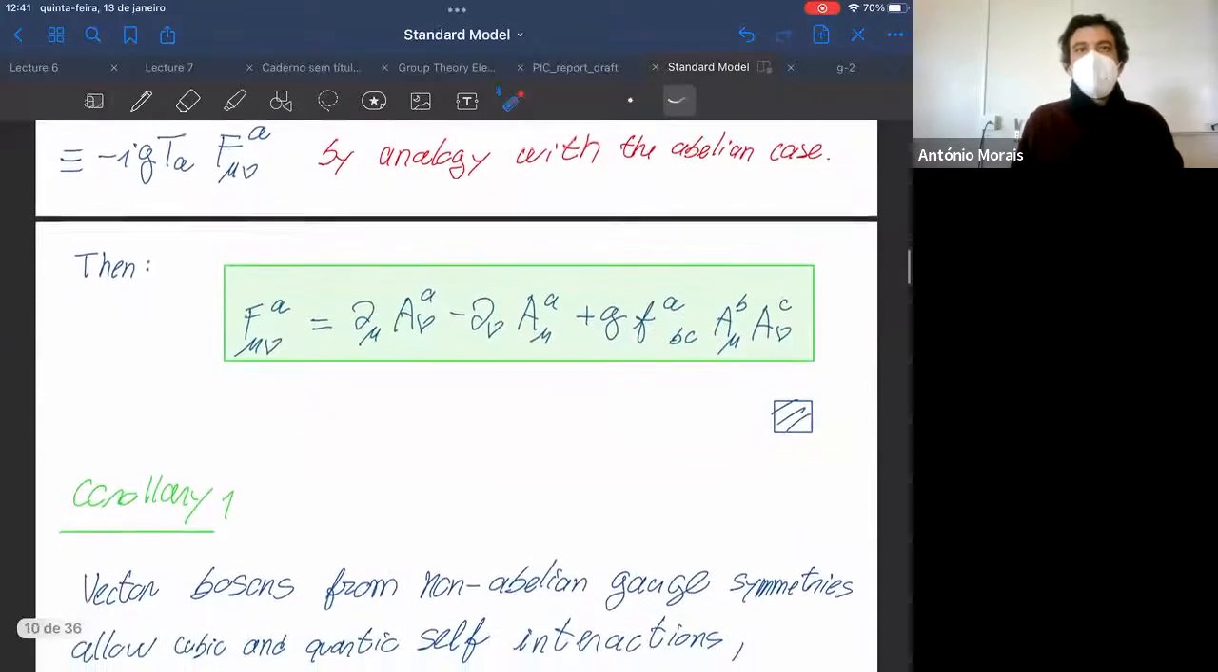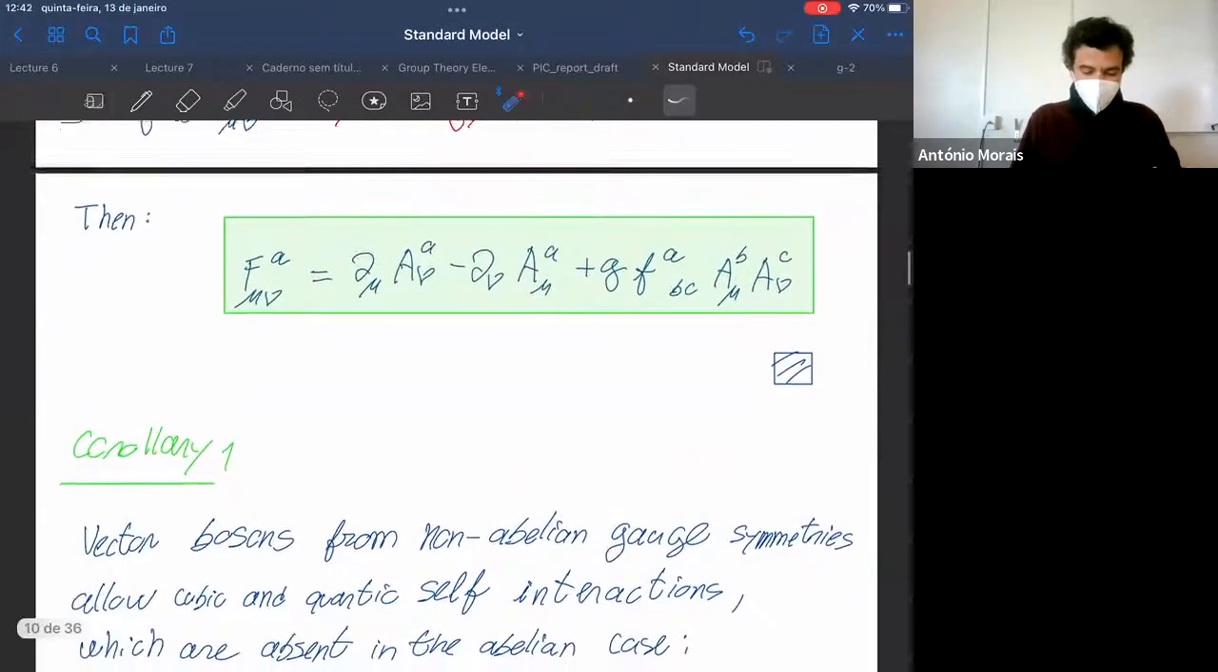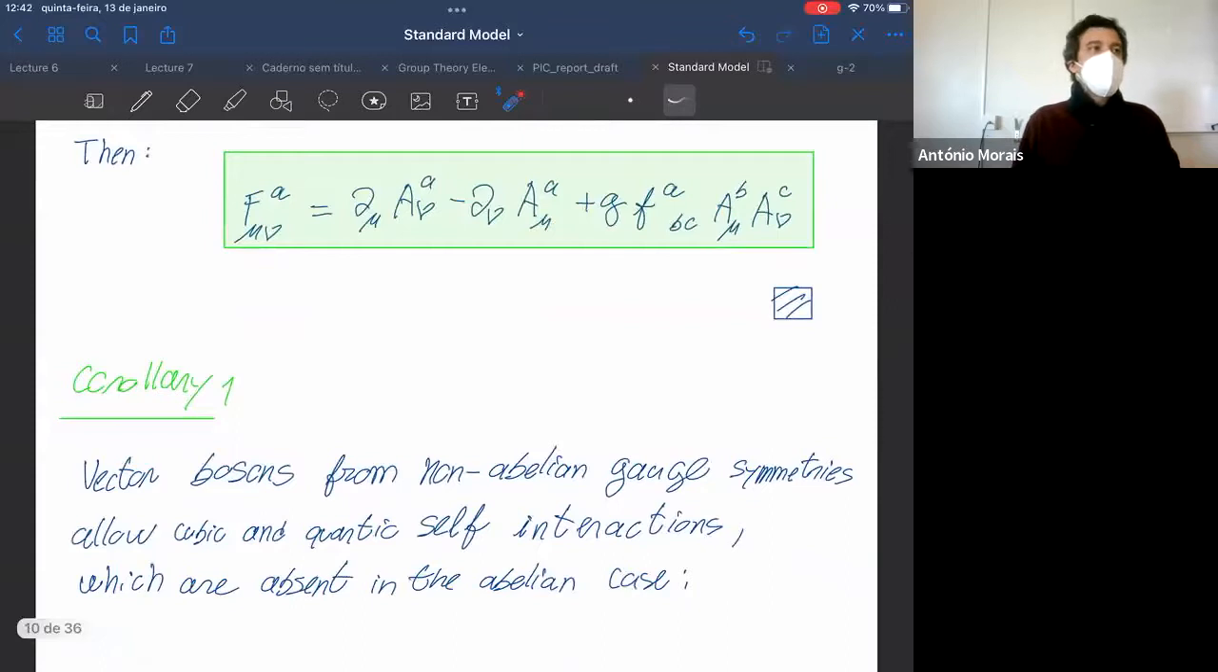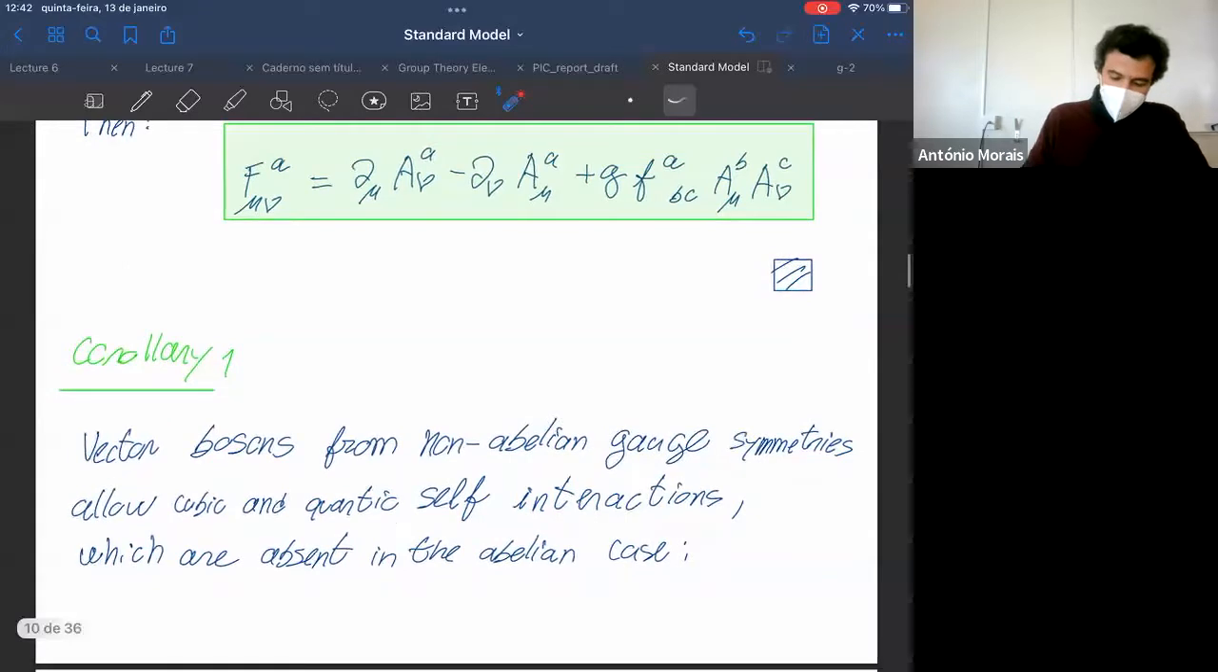There is an immediate corollary of this, which is a remarkable consequence with remarkable experimental evidence. This is what Carl Sagan said: remarkable statements require remarkable evidence. And this is a remarkable statement that has remarkable evidence. That is, vector bosons from non-abelian gauge symmetries allow cubic and quartic self-interactions, which are absent in the abelian case.